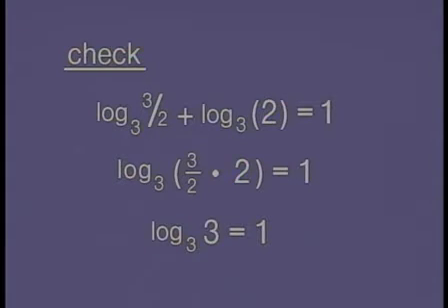Let's see, the log base 3 of x, which is 3 halves, plus the log base 3 of 2 equals 1. We replaced the x with 3 halves, and of course, to solve this, the log base 3 of 3 halves plus the log base 3 of 2 is the log base 3 of 3 halves times 2, which is the log base 3 of 3, which is 1. Why is it 1? Because 3 to the 1 equals 3. We can take our logarithmic equation and make it into an exponential, and that does check.